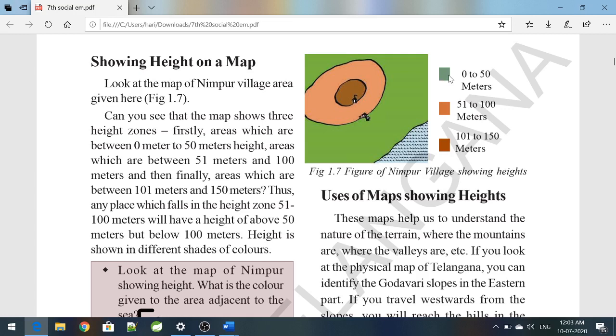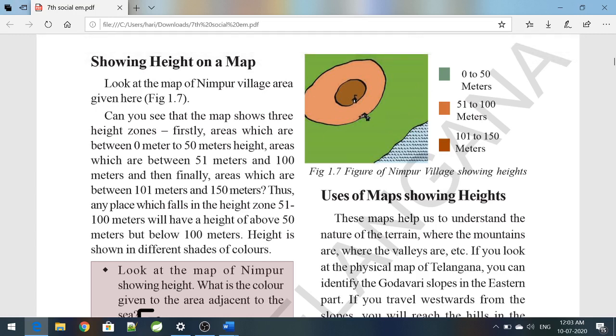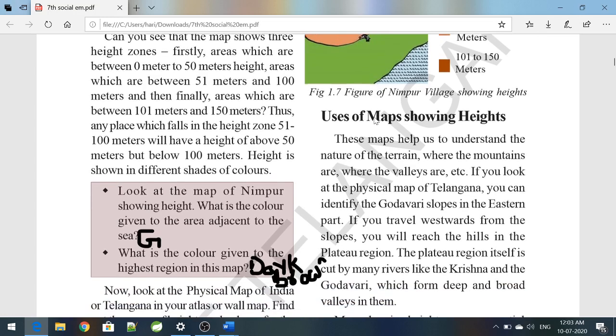See here, this green area indicates 0 to 50 meters. Adjacent to the sea is our landform, where 0 is the sea level, and from sea level to 50 meters is this green area, from 51 to 100 meters is this light brown area, and 101 to 150 meters is this dark area, which is the highest height of this place.